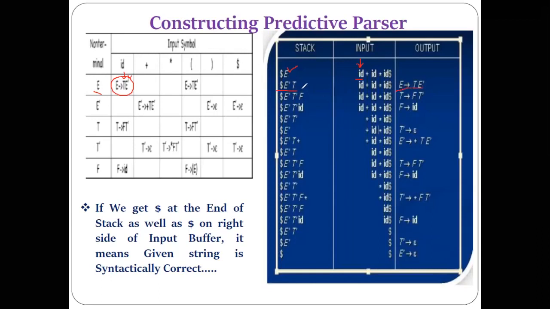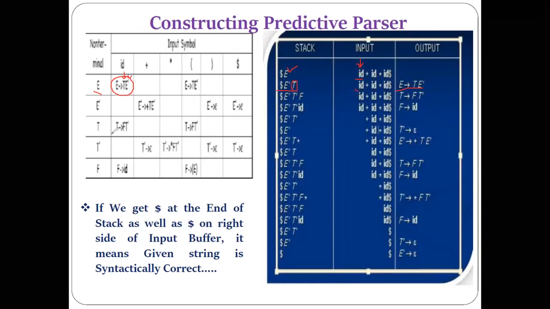Now in the stack, you have to make the entry like this. Means E dash you have to write first and then you have to write the T. So you have to read this like T E dash. Then now what is on the top of the stack? On the top of the stack, there is a T. So next you have to see T on ID.